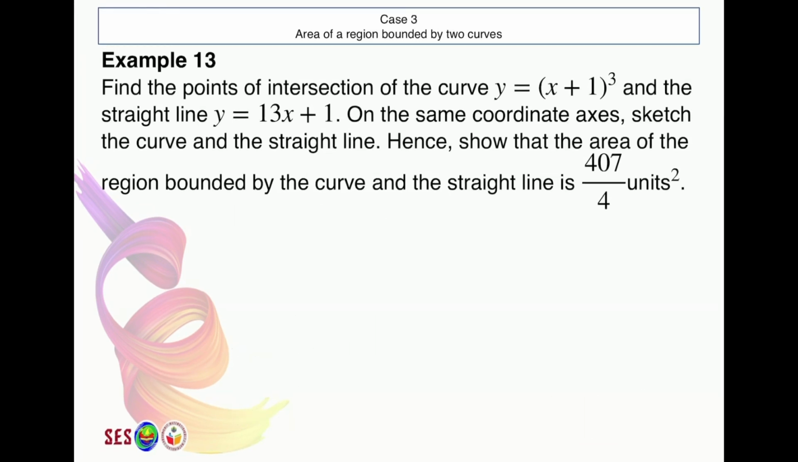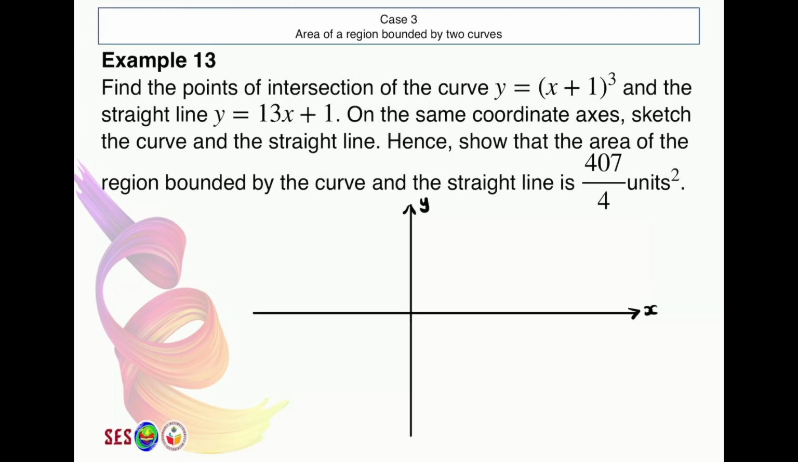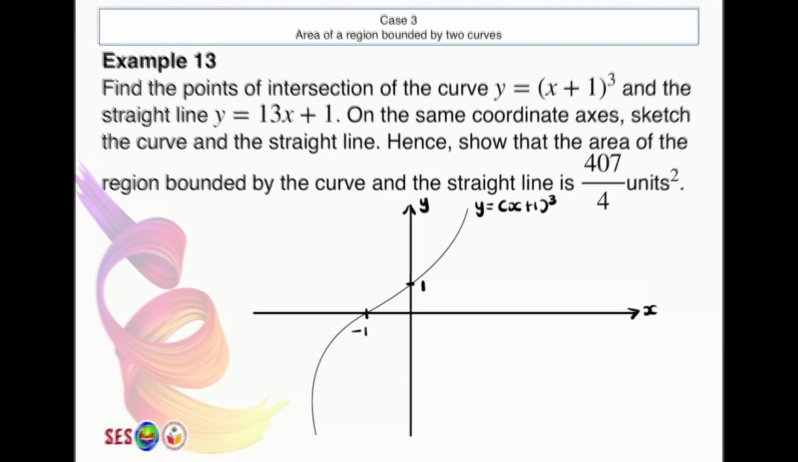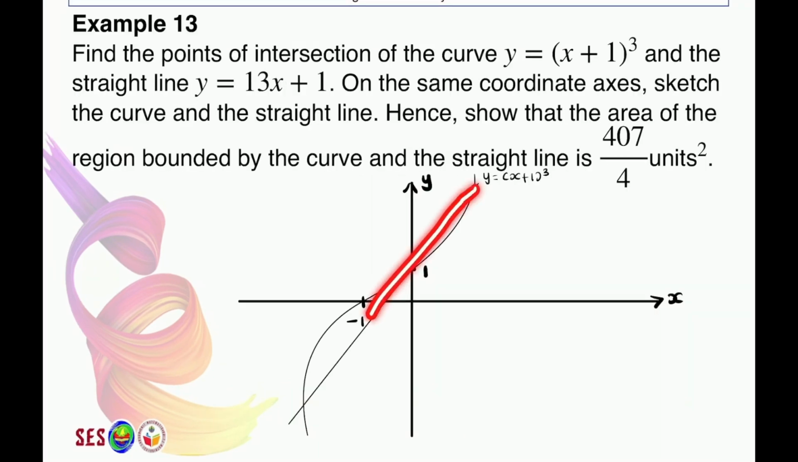Now, if we were to sketch the curve and the straight line, it will look like this. The curve will have a y-intercept at 1, and the curve will have an x-intercept at -1. So your curve will look like this. And now, let us draw a straight line. This straight line will have a y-intercept at 1. So this straight line here will be our line y equals 13x plus 1.